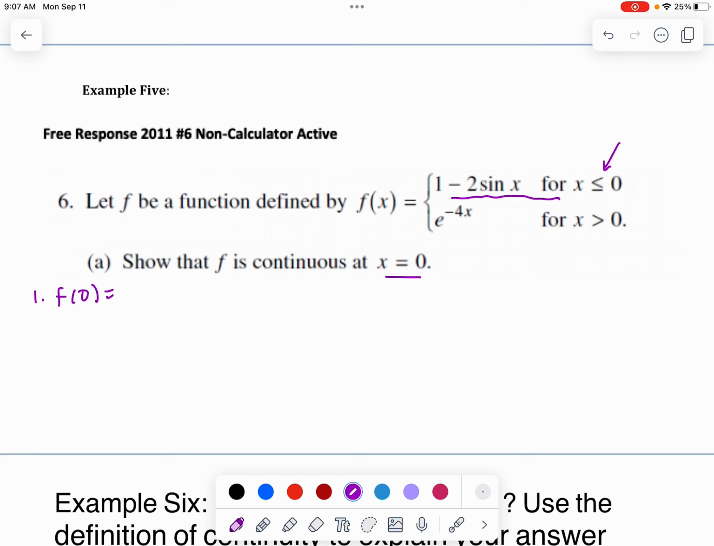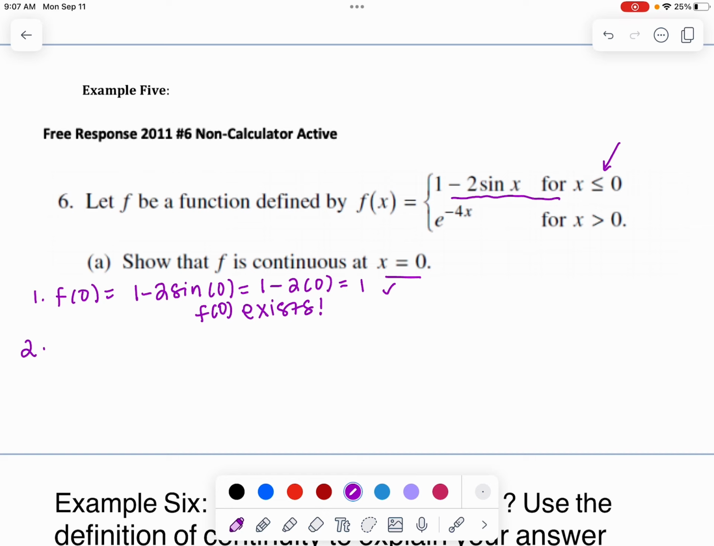So I'm going to just plug that in: 1 minus 2 sine of 0. Sine of 0 is 0, so this will just equal 1. So our first condition is met. f of 0 exists. Woohoo.